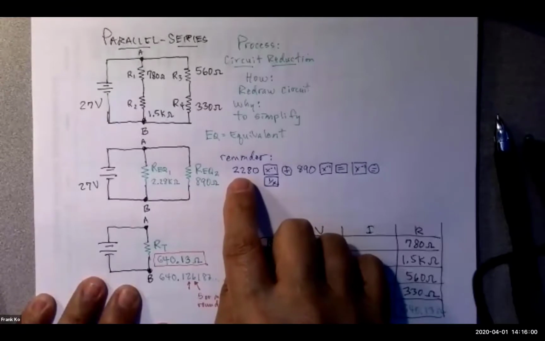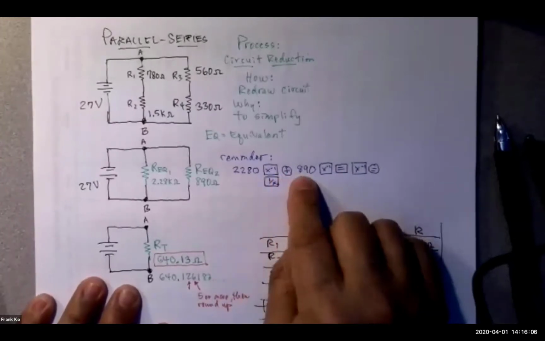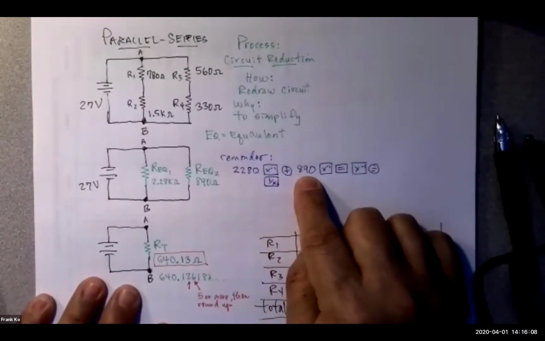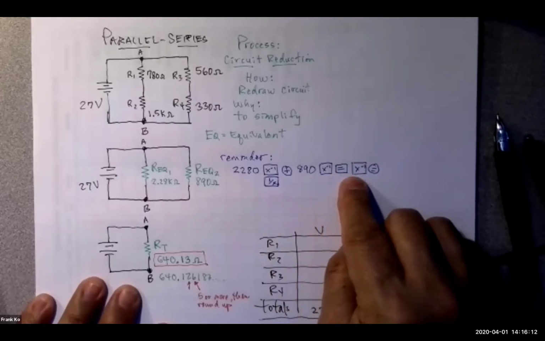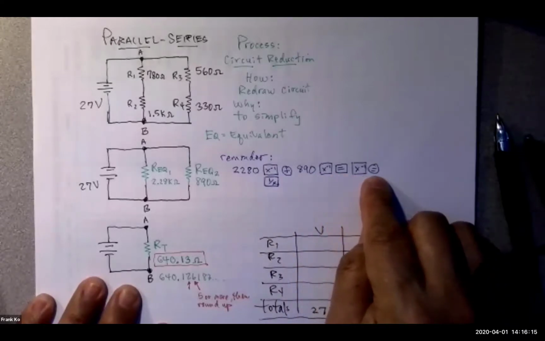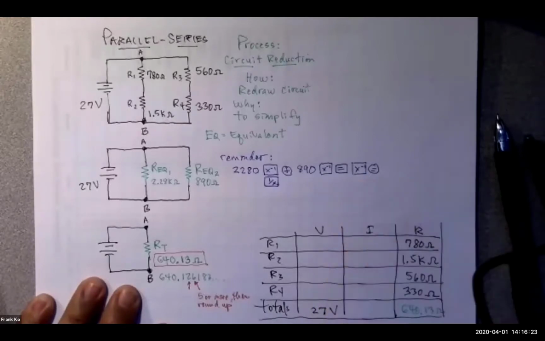Yeah, I keep getting a 35.88. You're typing in 2,280 reciprocal plus 890 reciprocal equals, and then you hit reciprocal, and then you hit equals. Yeah. And what does your calculator show you? 35.88.